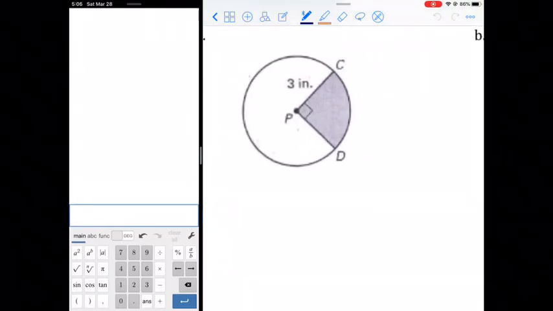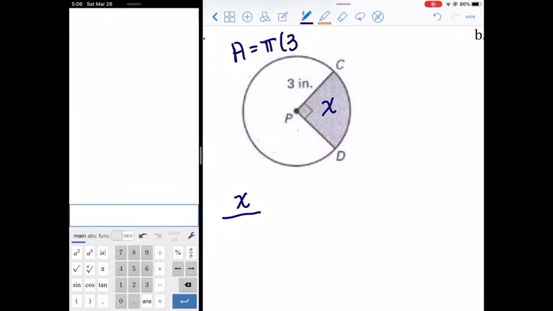So if I'm trying to find the area of the sector, I'm going to call that x. So the area of the sector x over the whole circle area. To find the area of this circle, my radius is 3, so this would be pi times 3 squared. If I want this to be the exact area, that would be 9 pi, because 3 squared is 3 times 3. So the area of this entire circle is 9 pi.